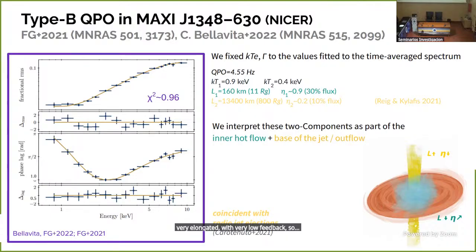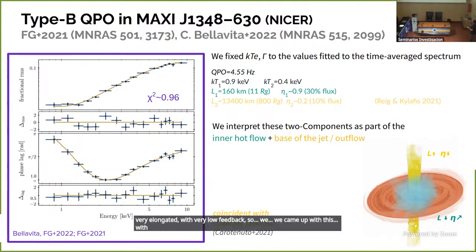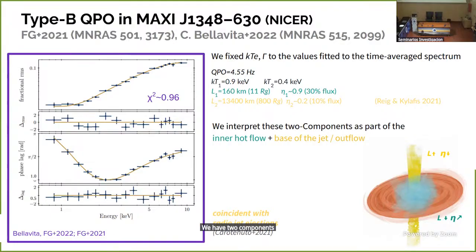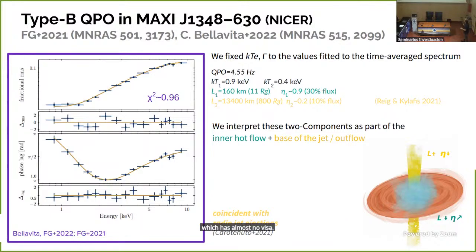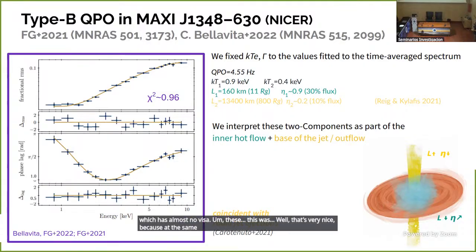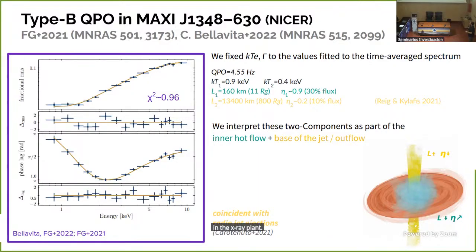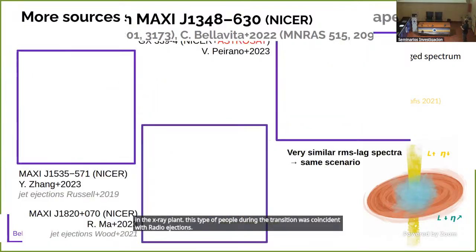So we came up with this interpretation. We have 2 components. One is essentially the inner hot flow that many people talk about, which has a lot of feedback with the disk. And then the other is essentially the base of the outflow or the base of the jet, which has almost no feedback. And this was for us very nice, because at the same time when we were observing this type B QPO in the X-ray band, this type B QPO during the transition was coincident with radio jet ejections observed by the radio collaborators.